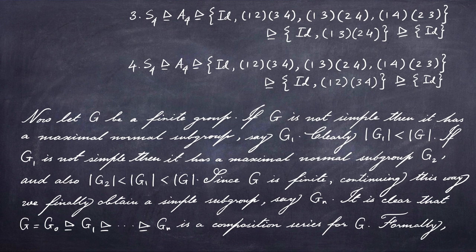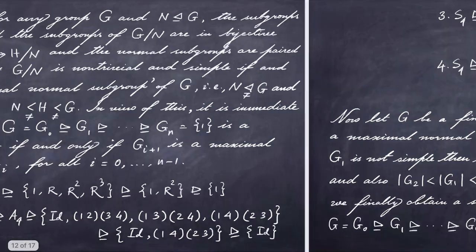So thus we finally obtain a simple subgroup in this manner. And once we obtain a simple subgroup, it is quite clear that this is going to give us a composition series for G.